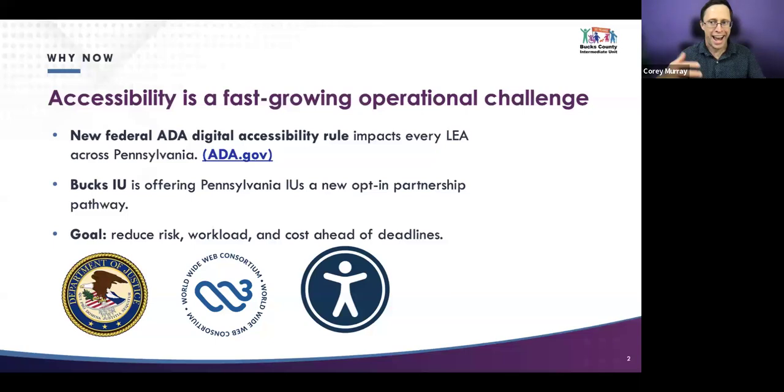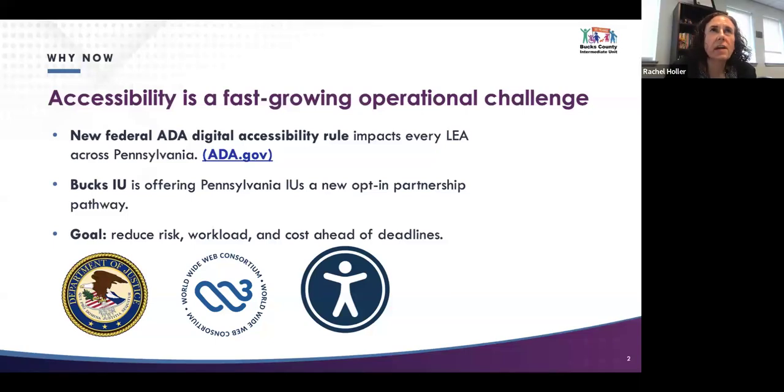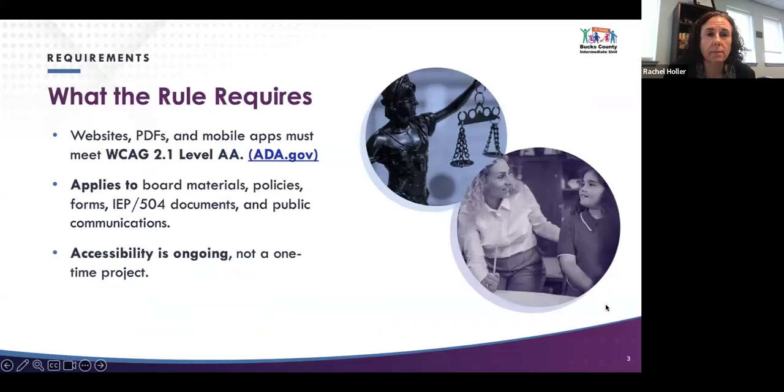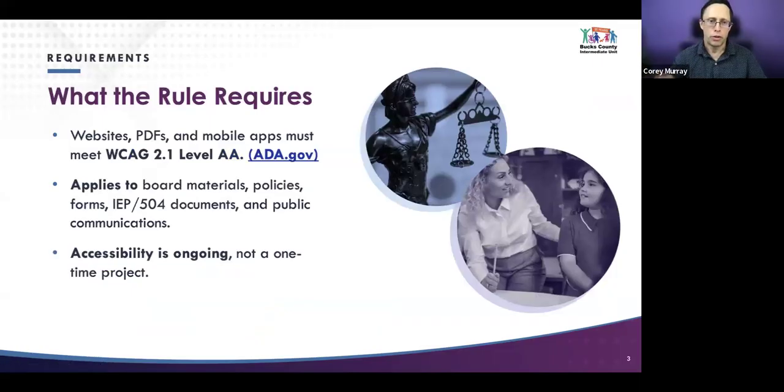Rachel, anything that you want to add to that the IUs should be aware of? Well, we see this as something that you as intermediate unit professionals may find a use for, but then also you may find that this is something you want to bring to your district. So there's two pathways. You might choose both. You might choose one or the other, but there's two opportunities for you to benefit from accessibility on demand. So before we get into it and we start to show you some of this stuff, let's talk about that rule for a second.